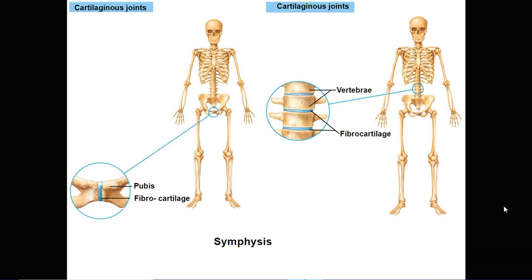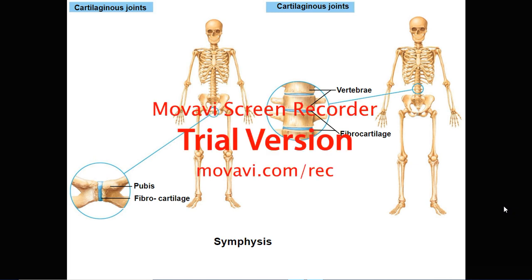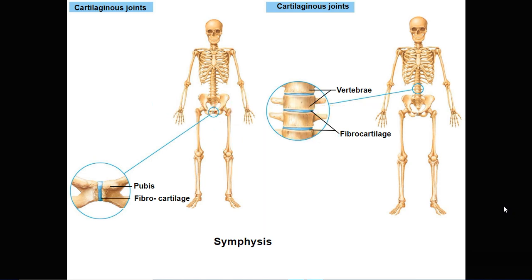The symphysis joint is amphiarthrotic, meaning you have slight movement. Again, amphiarthrotic means slight movement at the joints. So it's designed for strength, and it's also designed to be flexible.